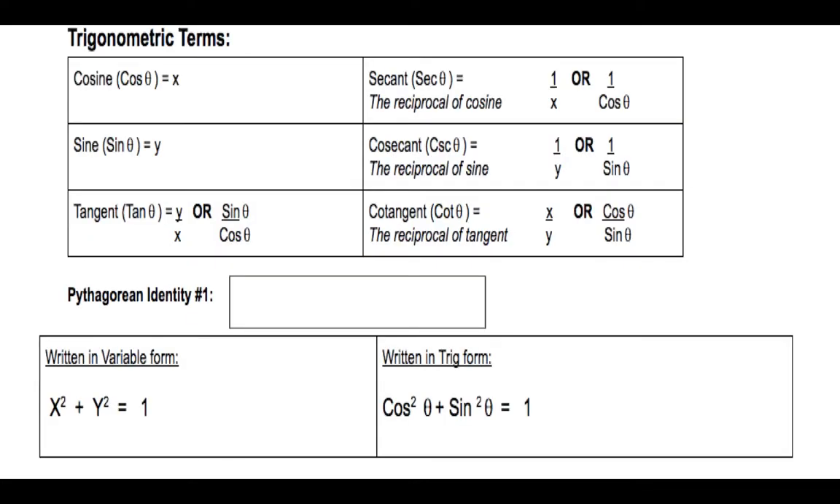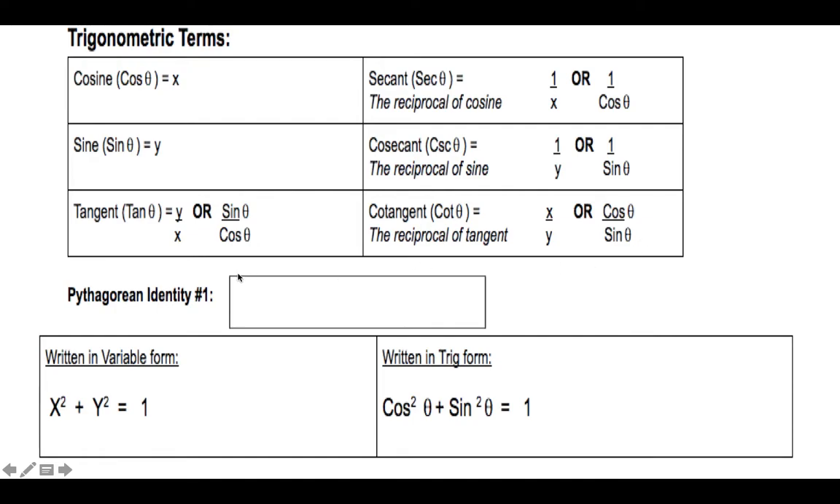Alright, at the top of the organizer that you received, you have the trigonometric terms that you should know. You should know that cosine is x, that sine is y, that tangent is y over x, which is the same thing as sine over cosine. Secant is a reciprocal of cosine, that is 1 over x, or 1 over cosine. Cosecant is a reciprocal of sine, which is 1 over y, or 1 over sine. Cotangent is a reciprocal of tangent, so instead of y over x, it's x over y, or cosine over sine.